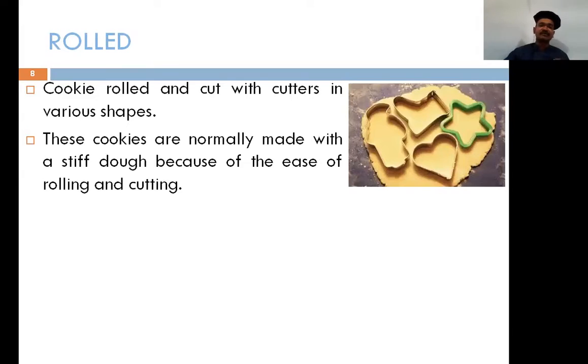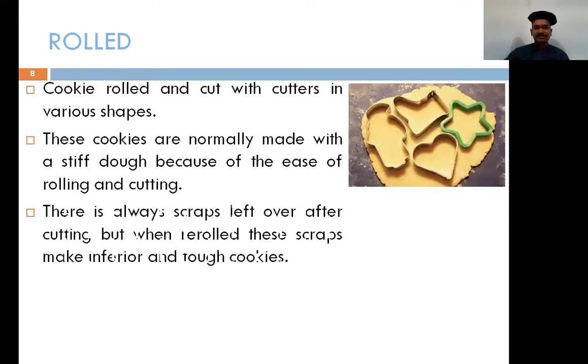These cookies are normally made with a stiff dough for the ease of rolling and cutting, as you can see in the picture. There is always scrap left after cutting, but when you re-roll these scraps, you make a little tougher and inferior cookies.